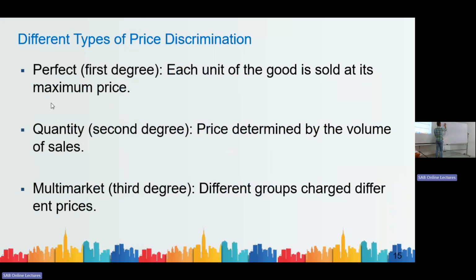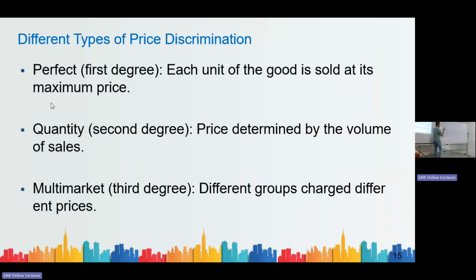This is the maximum willingness to pay by the first customer, customer 1. And the second customer, his maximum willingness to pay is this much. Maximum willingness to pay by customer 2. Likewise, if the firm is able to charge the maximum willingness to pay from each customer, now what will be the total revenue?